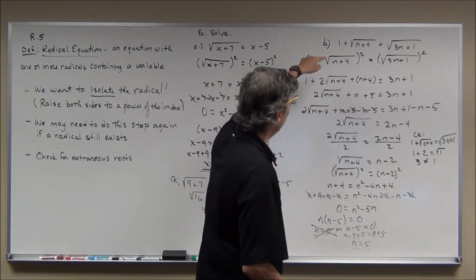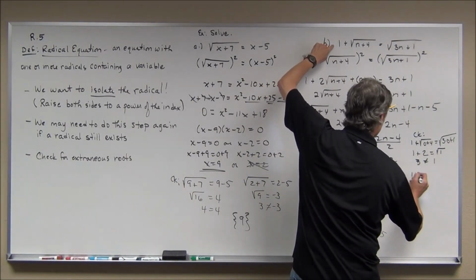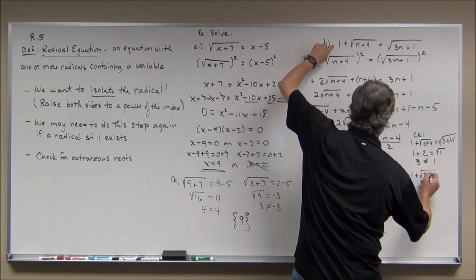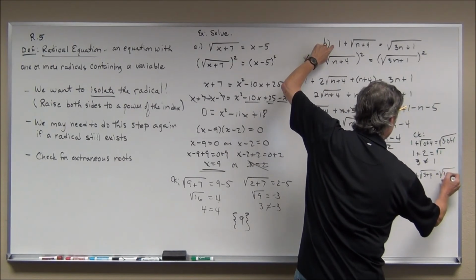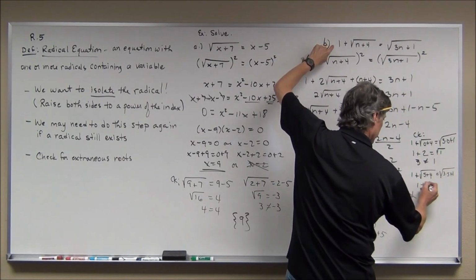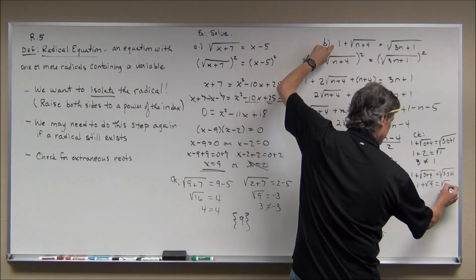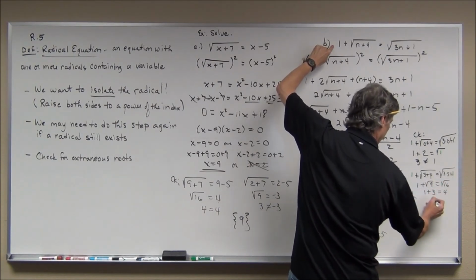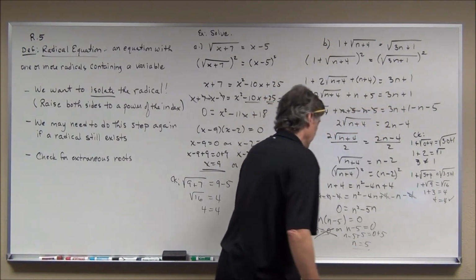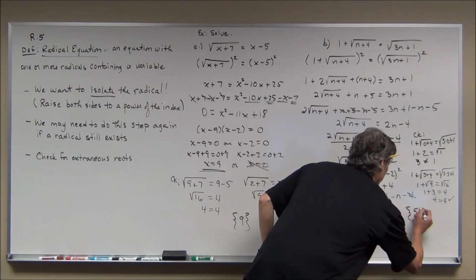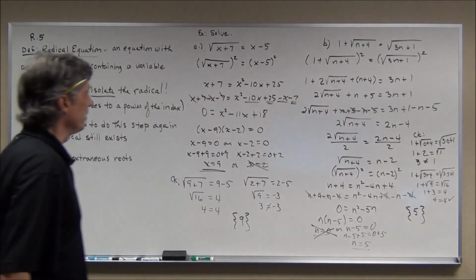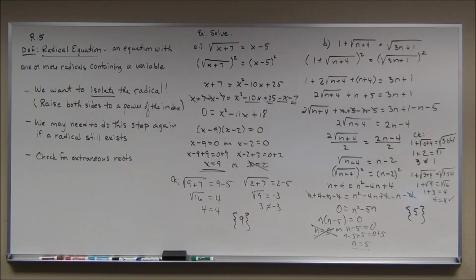Let me try the 5. Good thing I'm checking. 1 plus the square root of 5 plus 4 is equal to the square root of 3 times 5 plus 1. So this is 1 plus the square root of 9 equals the square root of 16. 1 plus 3 equals 4. 4 equals 4 checks out just fine. So that answer, 0, is extraneous. This one is good. I'll write it as a solution set. And I believe if you're careful with your steps of algebra, solving the equation should be fine.